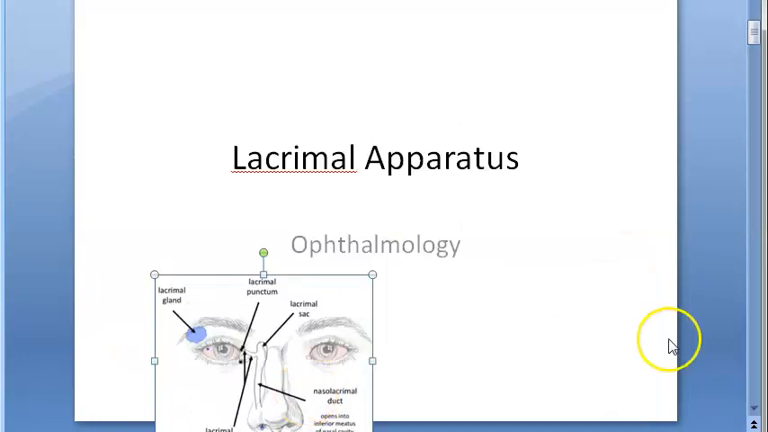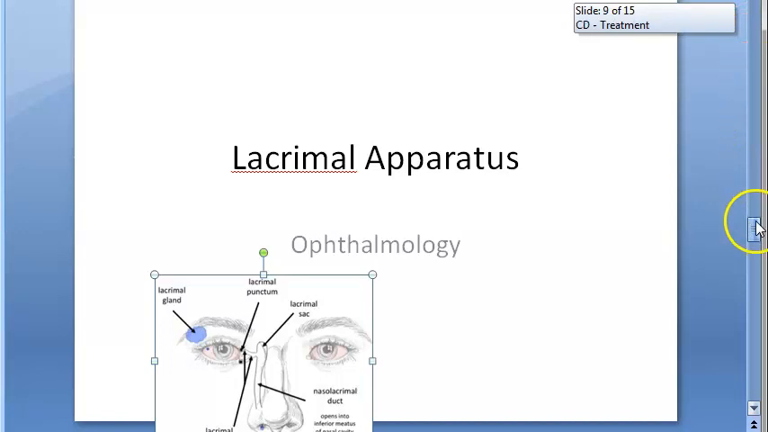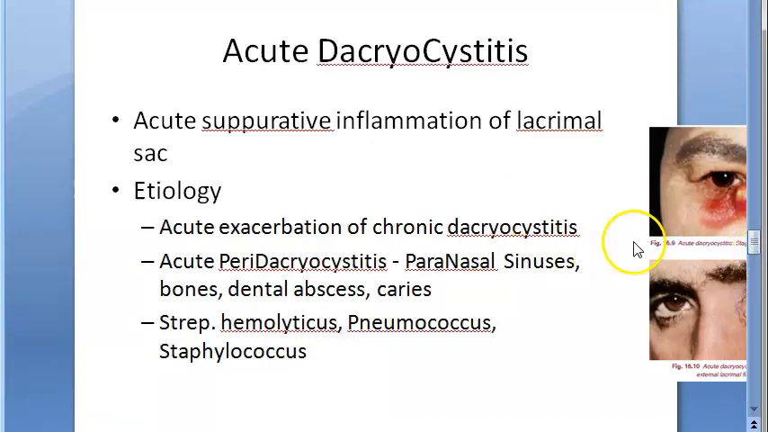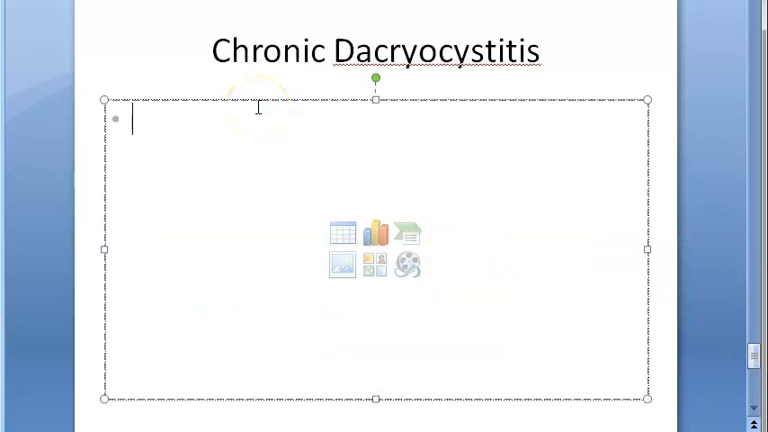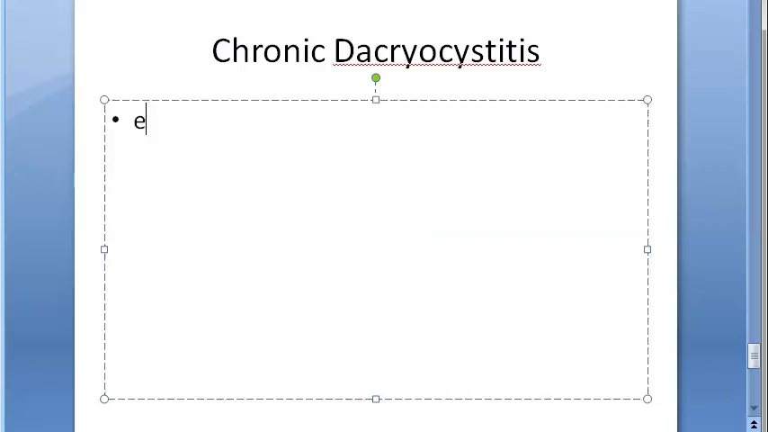So you know what lacrimal apparatus is, you know what acute dacryocystitis is. We have already looked at all this. Now we are moving on to chronic dacryocystitis. Interestingly, this is a more common condition than the acute one. So here, etiology, you know what it is, right? It is the inflammation of the lacrimal sac. So let us look at why it happens, let us look at the etiology.